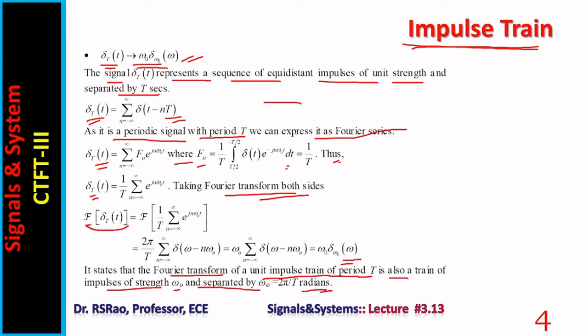This is one impulse train in the time domain. This is another impulse train, of course, in the frequency domain. So the Fourier transform of an impulse train is another impulse train.